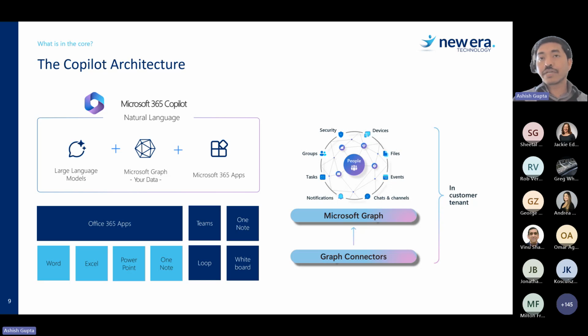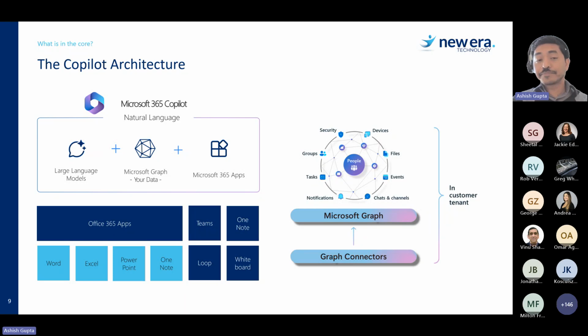It talks to the large language models, and the acronym is LLM. It talks to the Microsoft Graph and the 365 apps. Now, how do they fit together? What's the flow? The Microsoft 365 apps are the starting point. You work on a routine basis on the 365 apps, like Word, Excel, PowerPoint, Outlook, Teams, Loop, Whiteboard. So many apps that you routinely work on.